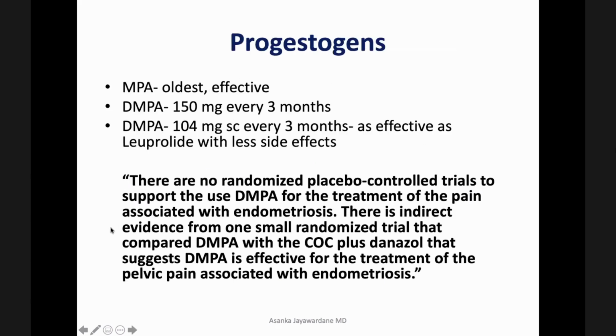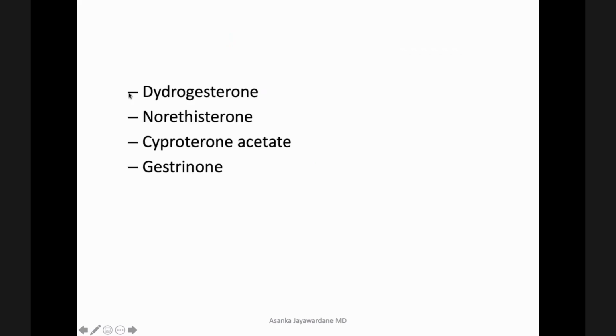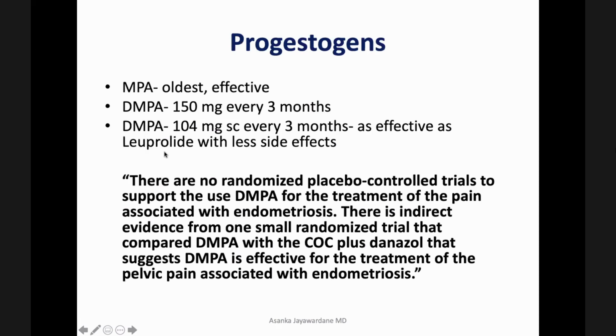So there are other treatments available. Progesterones given continuously is another treatment. Medroxyprogesterone acetate is available orally but not commonly used in Sri Lanka. What we use commonly here is the depot medroxyprogesterone acetate, or DMPA, and the treatment dose seems to be 150 milligrams every 3 months.